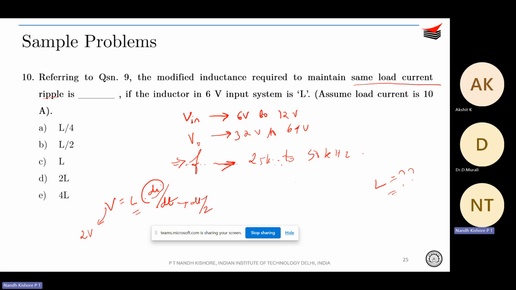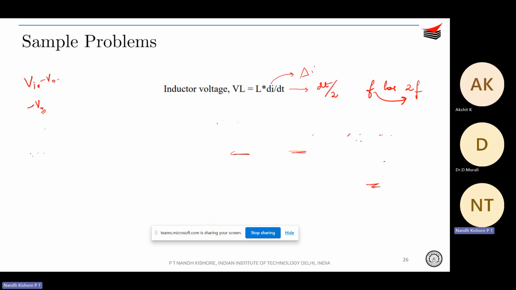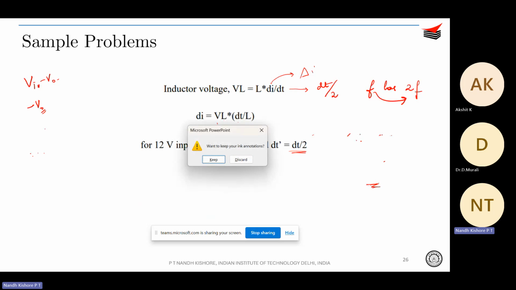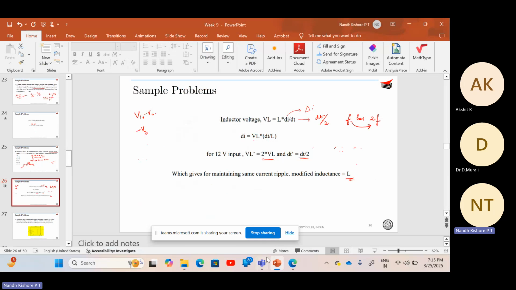What happens to the inductor? So you know that V is L di by dt, right? V is doubled, dt is halved because your frequency is doubled. Therefore, L remains as it is. So I hope till this point the problems are clear. If this is clear, we can go ahead with the next part.